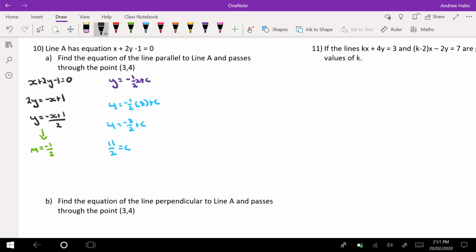So the equation of my final line is going to be that y equals negative 1/2 x plus 11 over 2. Or you could write it as one fraction, so negative x plus 11 over 2. Both answers are really the same. It just depends on if you want to write it as a fraction or not as one whole fraction.